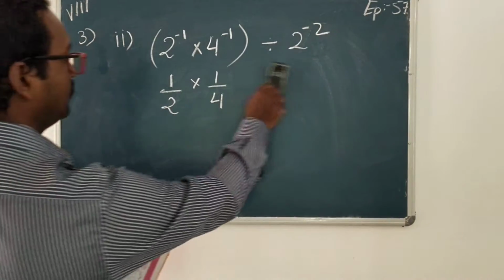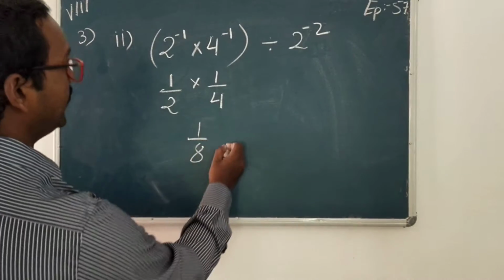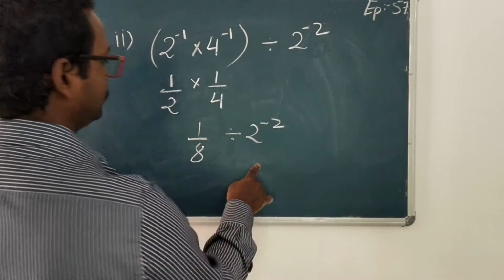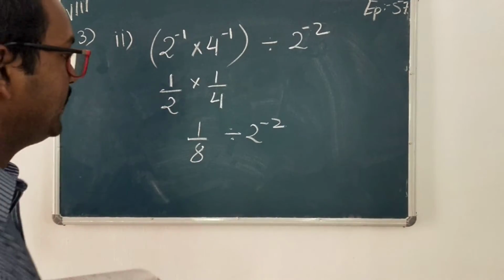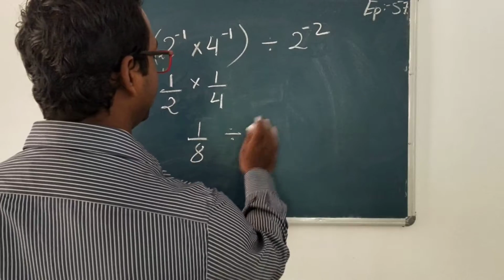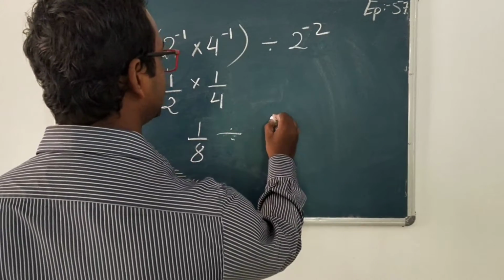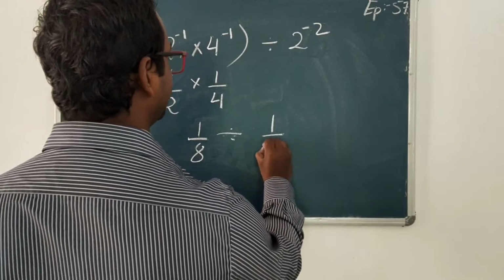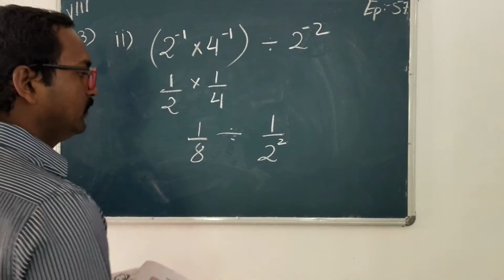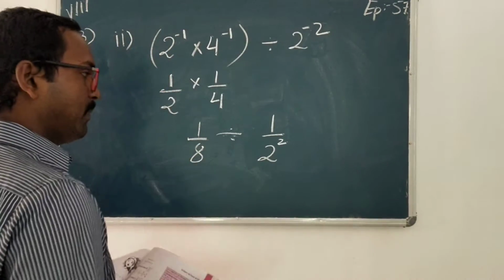So 1 by 8 divided by 2 power minus 2. Now, 2 power minus 2 is what? 2 power minus 2 is 1 by 2 power 2. Okay. Now remember one thing.